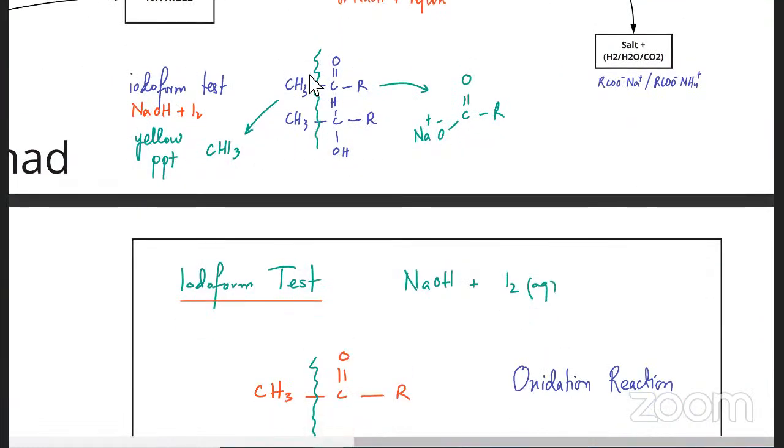It's a very simple question. How do you distinguish a primary alcohol from a tertiary alcohol?